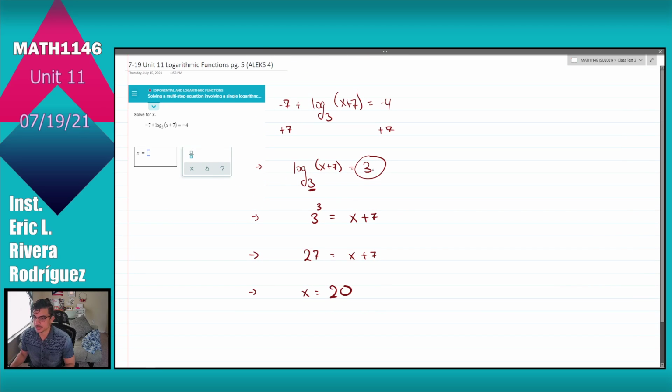The important part here is to isolate the logarithmic function on one side of the equation, and then using the exponential operation or the inverse operation, we can turn the logarithmic equation into an exponential equation that usually is going to be a linear equation. Or it's going to be a polynomial equation, and then we can solve it. Questions?